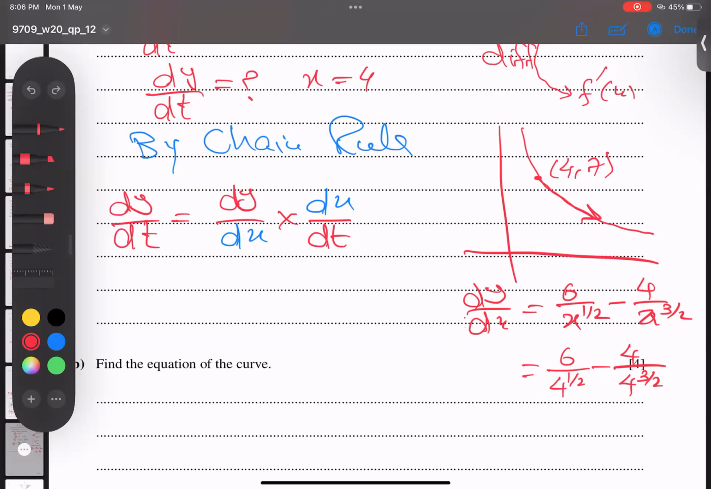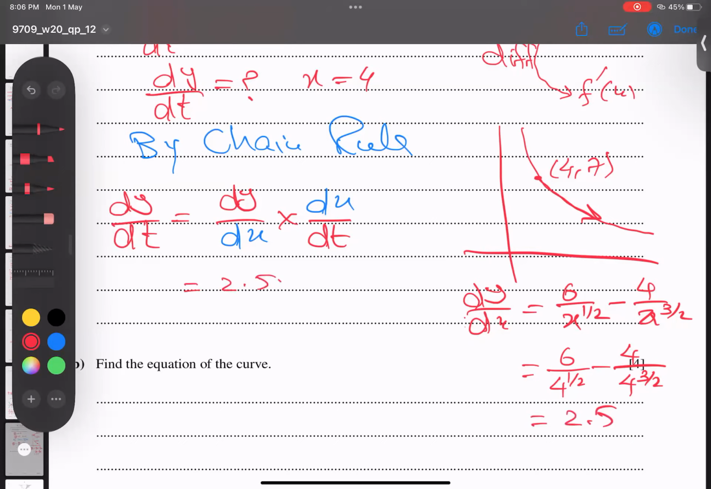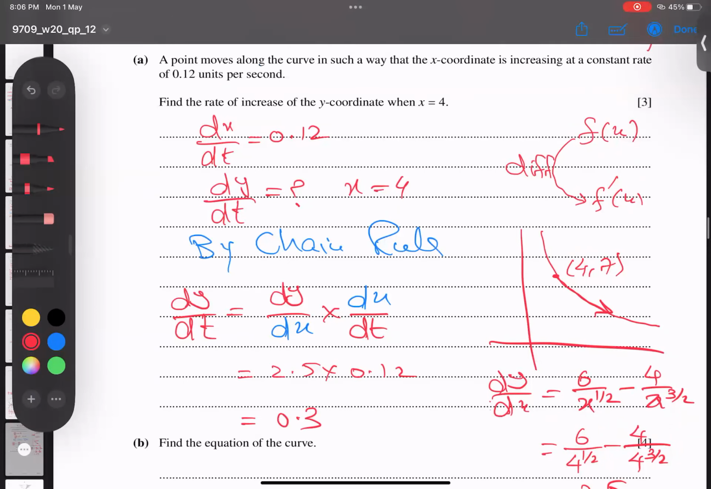So this is coming 2.5. 2.5 is 5 by 2, same thing. So 2.5, this value will go here. And I believe you got my point. 2.5 into dx over dt, which is 0.12. Alhamdulillah Rabbil Alameen. If I multiply with 0.12, my answer is coming 0.3, and what is the units? Units per second. Units per second, dy over dt. And I believe you got the point very, very clear.